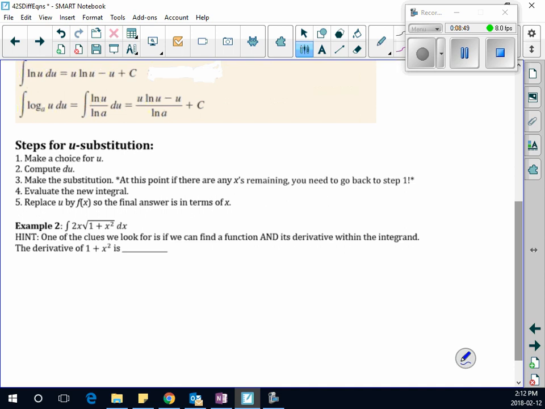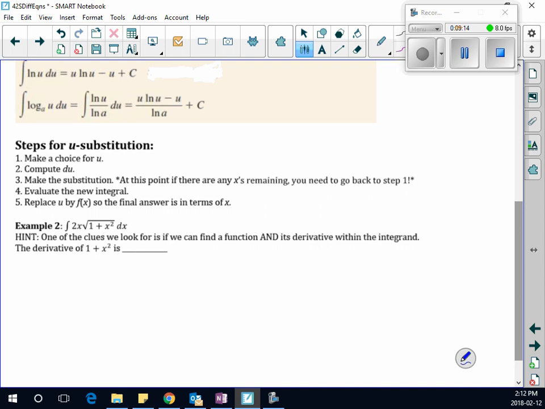So here's the steps, the algorithm for u substitution. Make a choice for the u, compute du, make the substitution. At this point, if there are any x's remaining, you need to go back to step 1. That means you chose the u wrong. Evaluate the new integral, replace u by the f of x, so the final answer is in terms of x. Okay, so let's look at this.